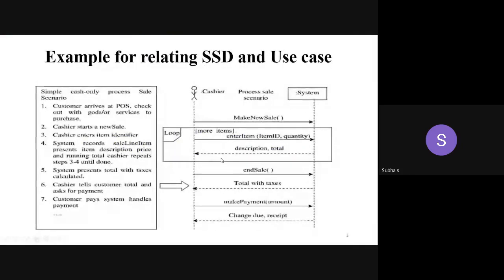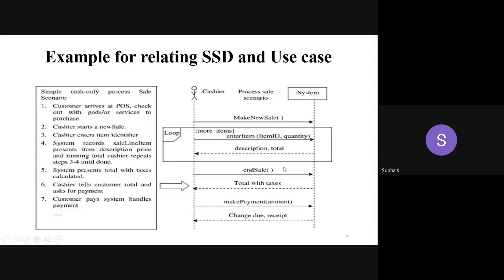So after entering all the items, the cashier will make what? End sale. Yes, end sale. That means the system will stop, as there are no more items to be scanned. Then finally the system will display the total with the taxes. These are the important things you have to note.